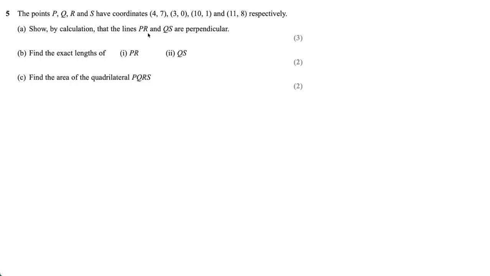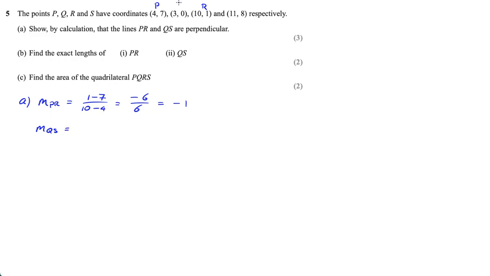The points P, Q, R, and S have these coordinates. Show by calculation that the lines PR and QS are perpendicular. Okay, so guys, we just have to get the gradient of PR and QS. So MPR is, this is P and this is R. So it's y2 minus y1, so 1 minus 7 over x2 minus x1, which is 10 minus 4. This is minus 6 over 6, which is equal to minus 1.